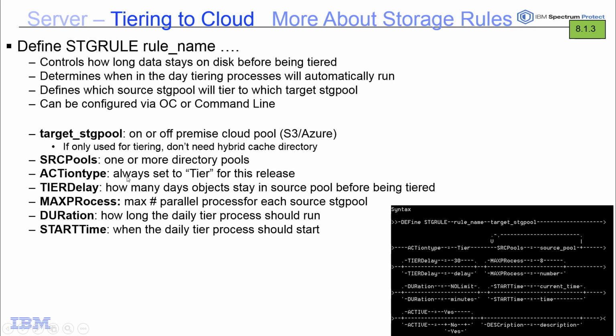The action type in this version is always going to be tier. The tier delay is how many days that object is going to stay in the source pool before being tiered out. This max process will become important when we look at the number of processes that are kicked off for each storage pool. And the duration is going to be how long that daily tier process should run and at what time it should start.